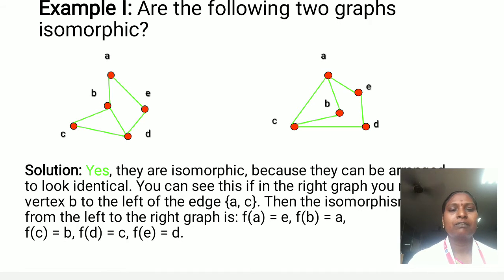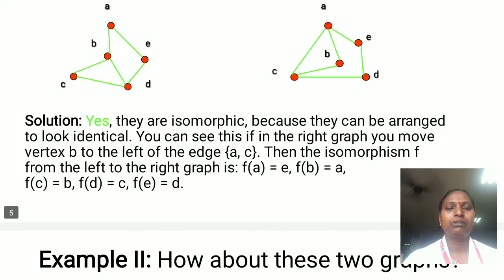For the graph G1, the first graph, we have vertices A, B, C, D and E. Here also A, B, C, D and E. Therefore the number of vertices is 5, so both are equal. The number of edges in G1 is 1, 2, 3, 4, 5, 6. Here also 1, 2, 3, 4, 5, 6. So the number of edges is also the same. Yes, these two graphs are isomorphic.